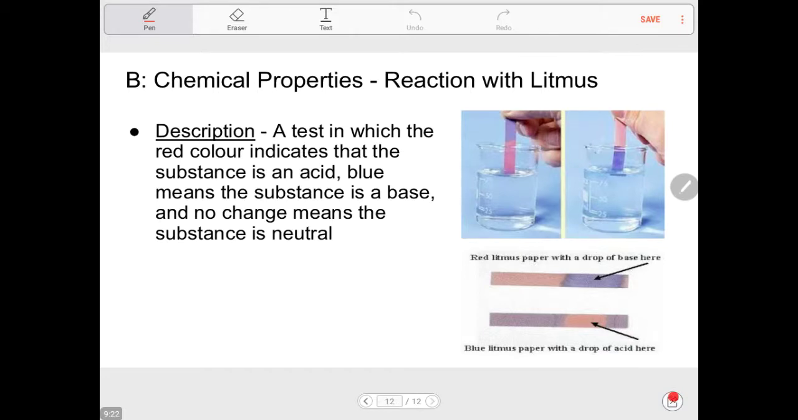And finally, this is going to go along with acids and bases. This is a reaction with litmus paper, a test in which the red color indicates that the substance is an acid. Blue means a substance is a base, and no change means the substance is neutral. Essentially, you can test to see if something is an acid or a base by using litmus paper. We'll talk about this more in the future. The main point to be aware of here is, do you know what physical properties are, and do you know what chemical properties are, and can you differentiate between them?